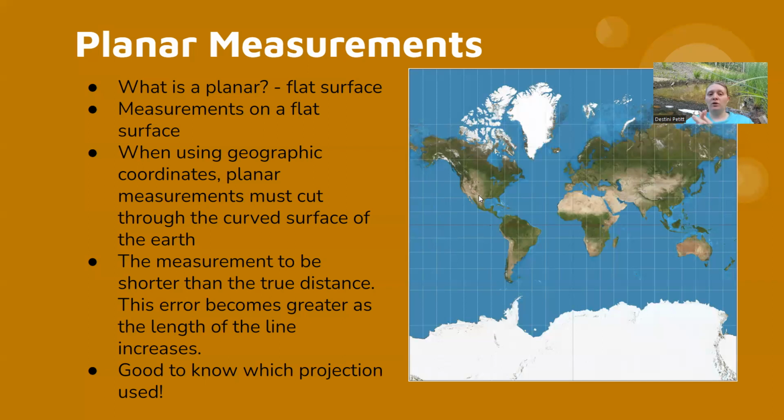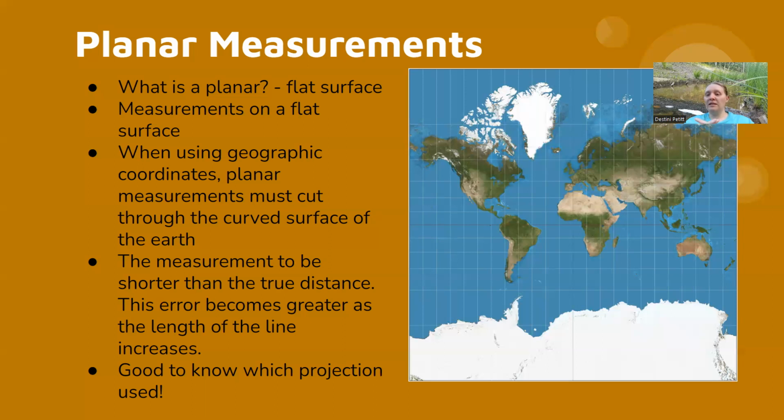So when we use geographic coordinates, planar measurements cut through the curved surface of the Earth, right? So we have the Earth is curved. We have that projection onto a 2D surface. And so with that measurement, we're cutting through that 3D-ness of Earth and making a straight line, a shortest distance between 2 points. So the measurements tend to be shorter than an actual true distance on Earth.